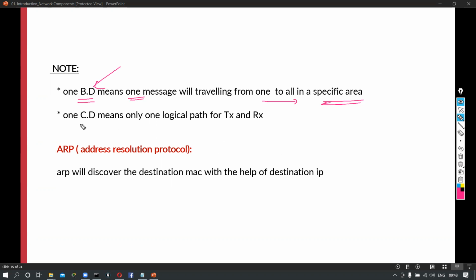Clear? Right. Collision domain means once a collision occurs, that collision will be applicable for all the ports in the hub. Whereas in the switch, that collision will be applicable only for that port, not for the remaining ports. Okay.